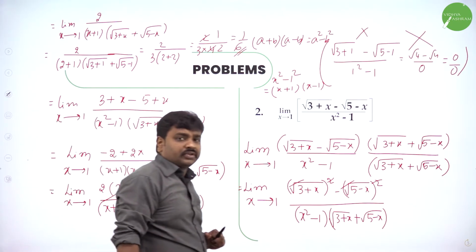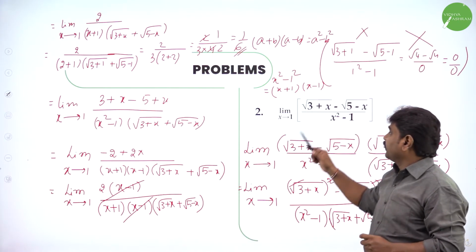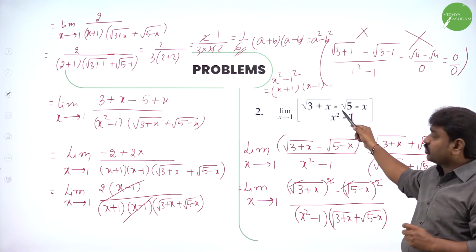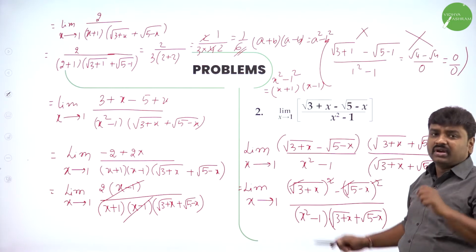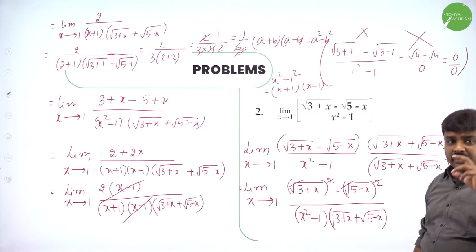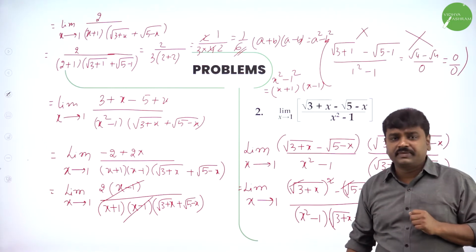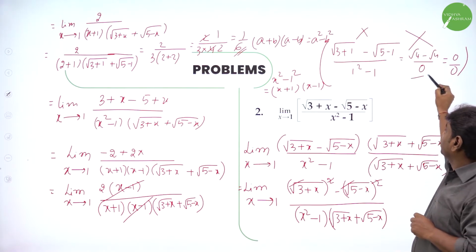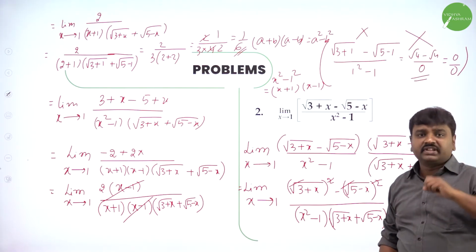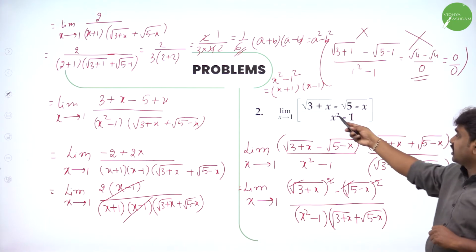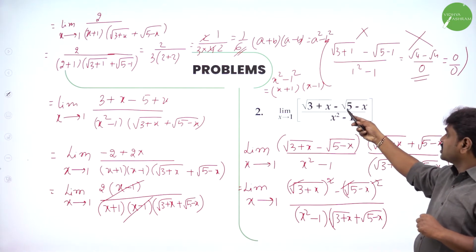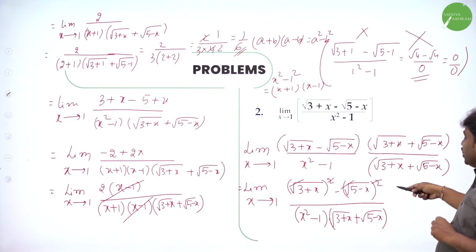Let me repeat the whole process. When you observe, they gave root of 3 plus x minus root of 5 minus x by x square minus 1. Whenever a root is present, think about rationalizing. If you directly apply the limit like this, you will get 0 by 0. So that's why you take the rationalizing factor. What is the rationalizing factor for this? Root of 3 plus x plus root of 5 minus x. Divide and multiply with that.